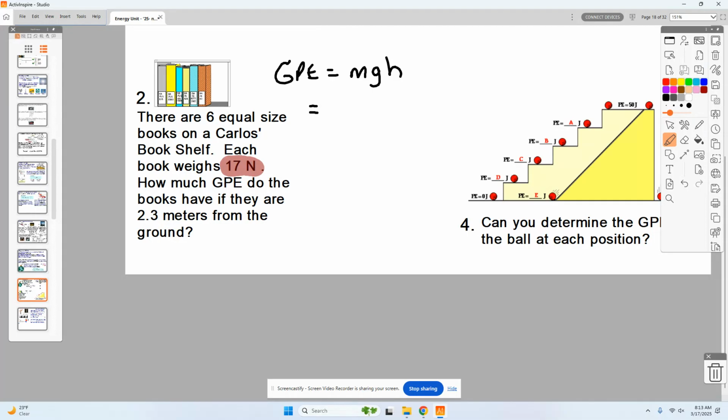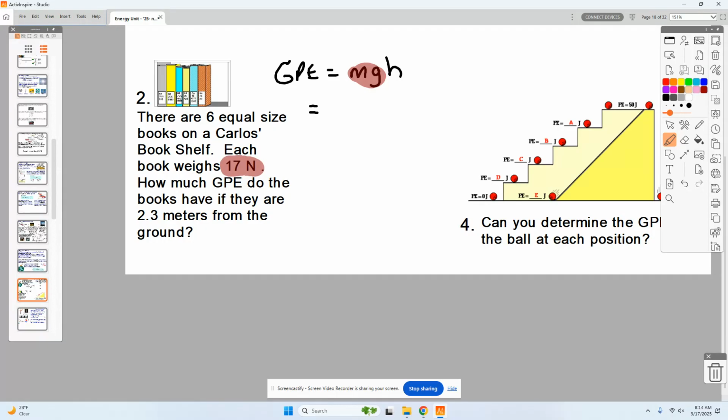My question for you as you go through and do that calculation is, that 17 newtons, what does that represent in that equation? And don't say it's the mass, because it's not the mass. That 17 newtons represents the mass and the acceleration due to gravity. Those two things are the same value, and how I know that is that it's measured in newtons, not in kilograms. So I have to be careful there.